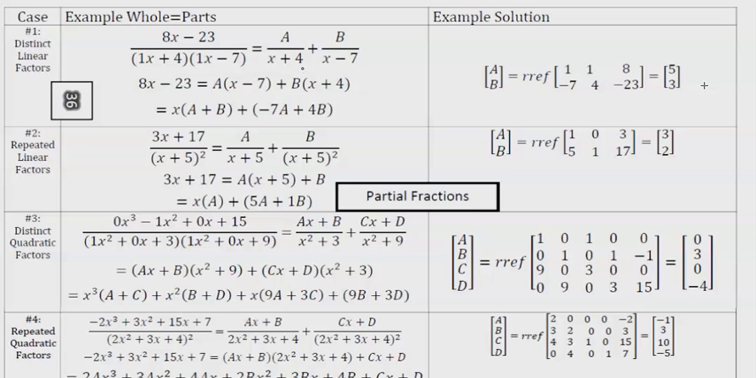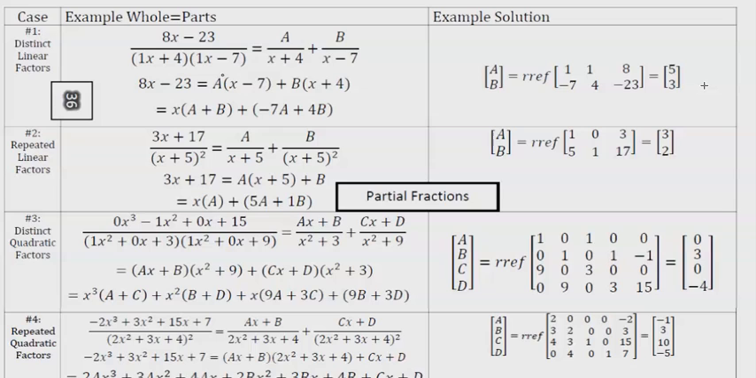So the first thing we want to do is just get rid of the denominators altogether. No fractions on this. So we're going to multiply each term by the denominator of this one, x plus 4 and x minus 7. So on the left side of the equation, we have 8x minus 23. And on the right side, we have a times x minus 7, because the x plus 4 is canceled. And then we have plus b times x plus 4. The x minus 7 is canceled for that one.